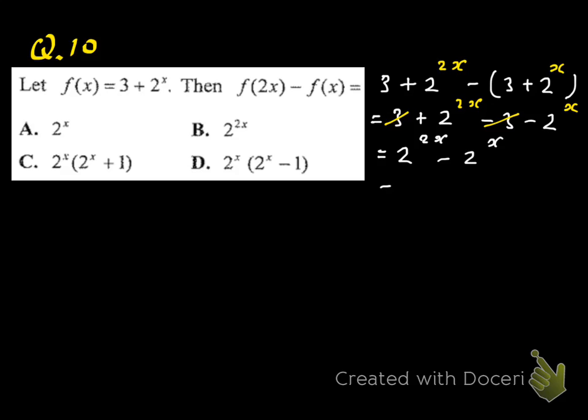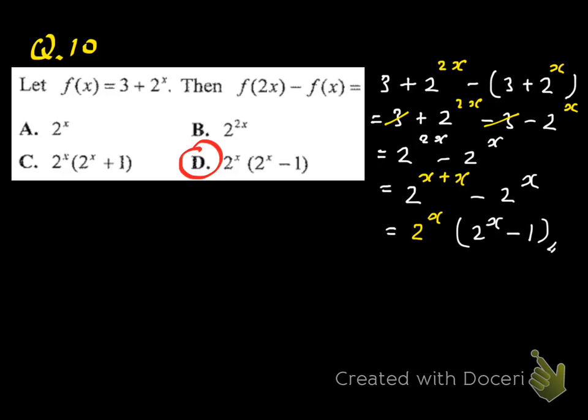But what if you break 2x into x plus x? Now we could apply the rules of indices, and x plus x means this is another 2 to the power of x. So the answer here should be D.